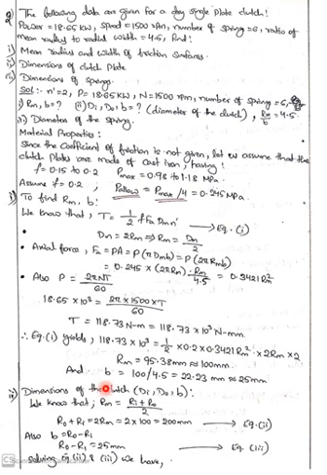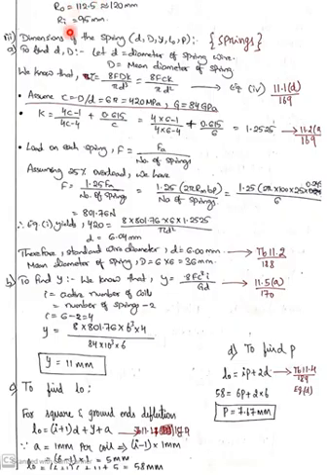Now next is the dimensions of the clutch. To find the dimensions of the clutch, we know the mean radius is the average of the inner radius and outer radius. Similarly, B, the face width, is Ro minus Ri. This you have to remember. Then compare both equations to find the value of Ri, so you will get Ro and Ri.